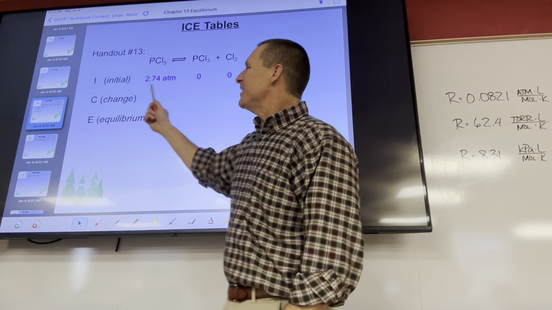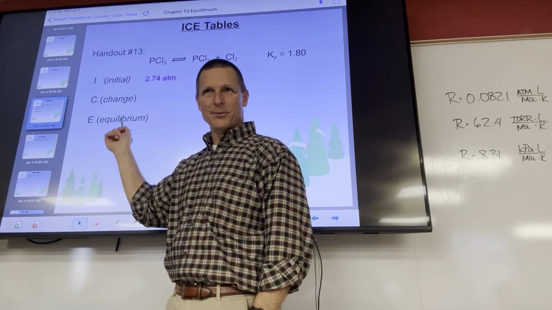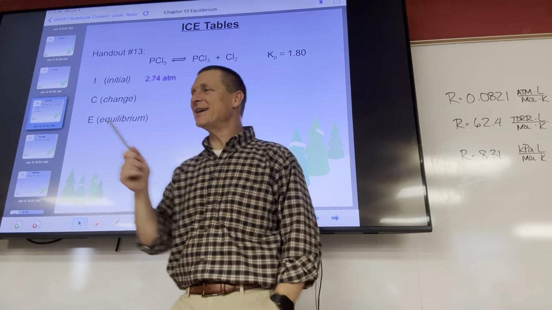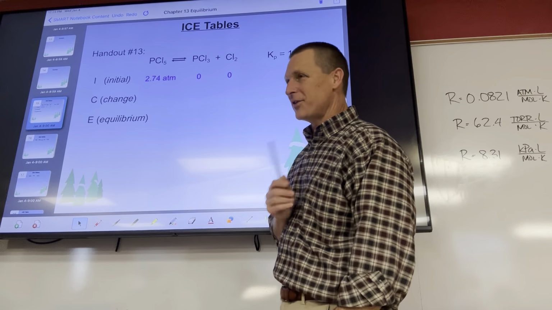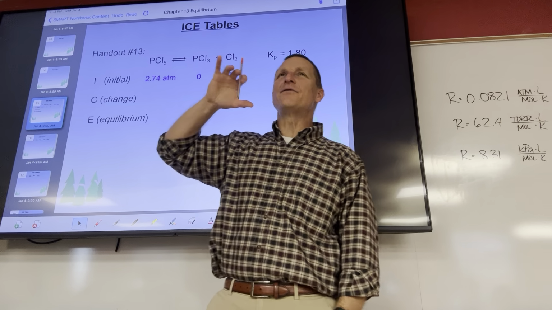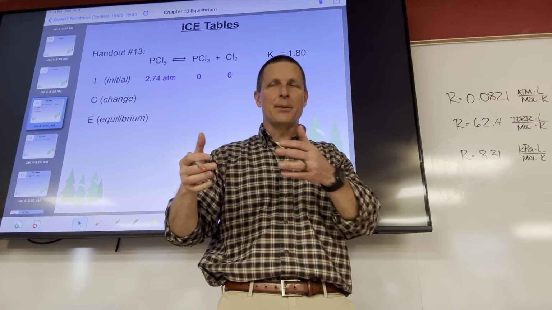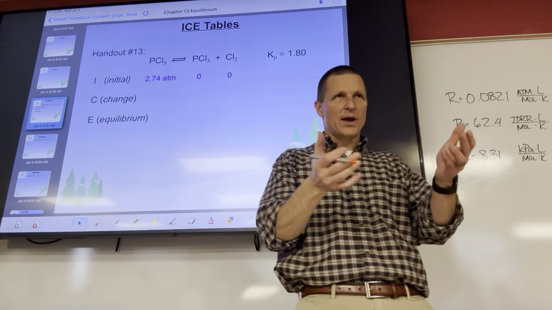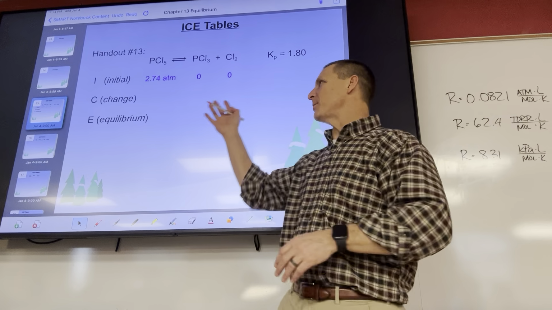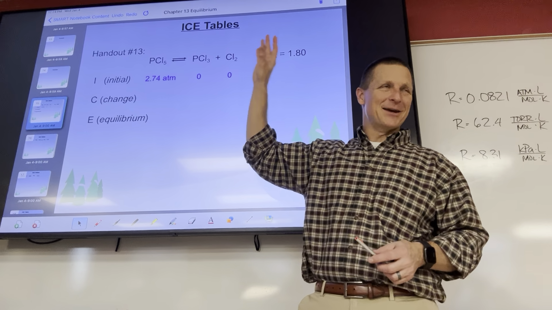ICE in ICE table stands for initial, change, and equilibrium. That's why we call it an ICE table. Again, nothing to do with the ice that we're used to. So when you're given information about an equilibrium reaction and you're asked to solve something about how much of one of the reactants or products you have at the end, we'll have to make one of these. You will make many of these ice tables.